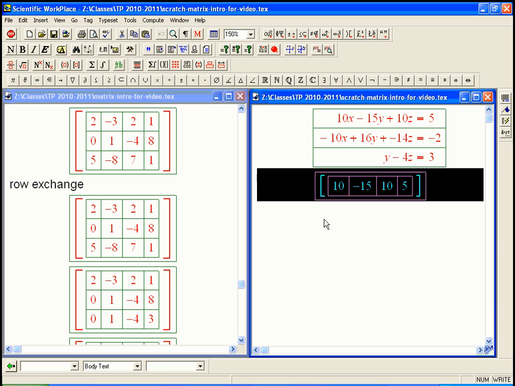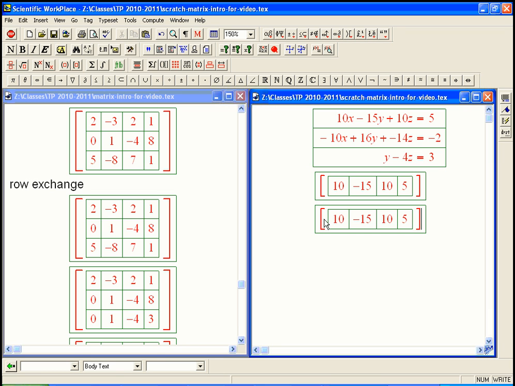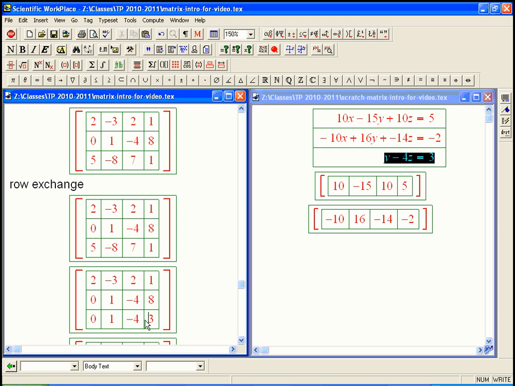And then we're going to take the bottom row here, and we're going to multiply it by minus 2. Let's just clear this out. So we're multiplying this bottom row by minus 2: 16, minus 14, minus 2. And then we're just adding them together. So we're going to get 10 minus 10 is 0, 16 minus 15 is 1, 10 minus 14 is minus 4, and 5 minus 2 is 3. And of course, it's encoding this equation, y minus 4z equals 3.